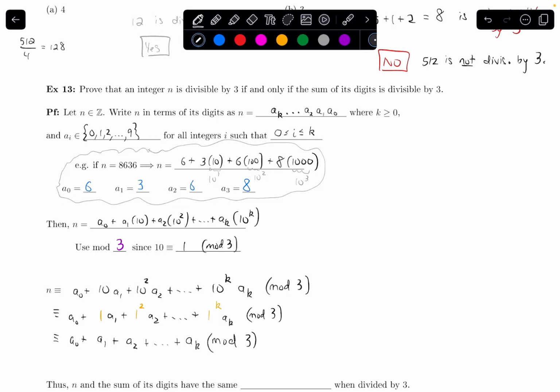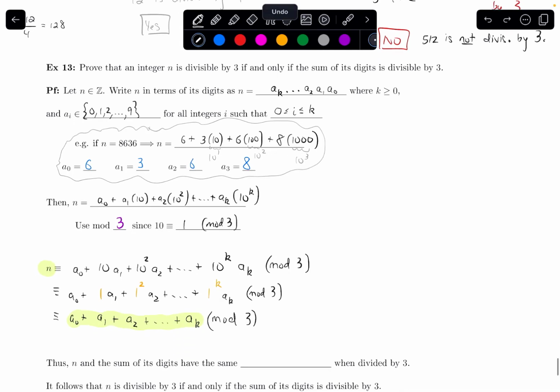So what we've just shown, if I think about where I started, was we had n, and we did some manipulations, and we showed n is congruent to A0 plus A1 plus A2 plus ... plus AK in mod 3. That's the same thing as saying that n and this thing, which is the sum of its digits, have the same remainder. They have the same remainder when divided by 3.